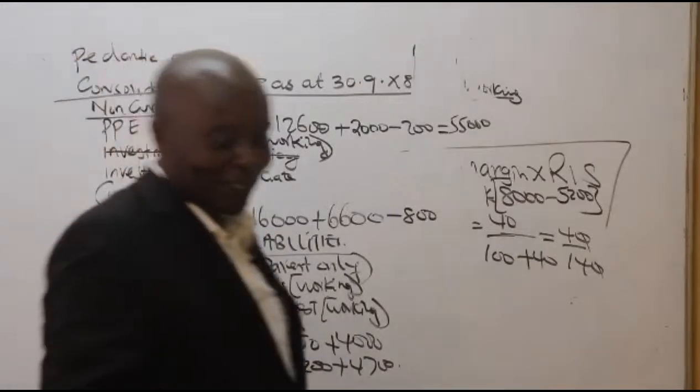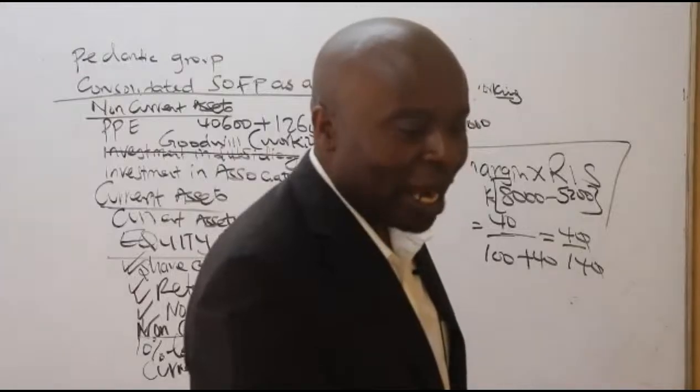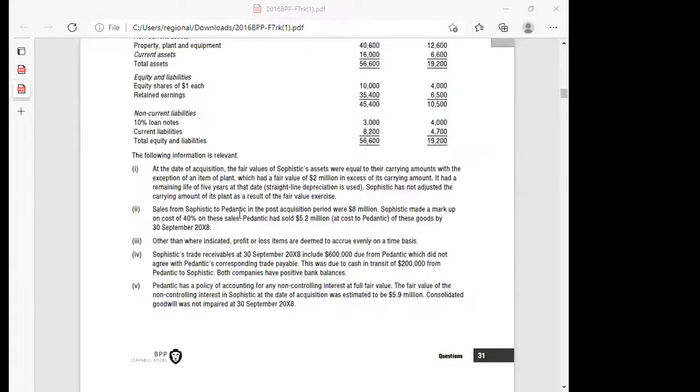Now, ladies and gentlemen, after that, listen to me very well. After that, I know the next thing is about canceling the fake owings. Look at note number 4. That is the last thing here. Note number 4: Sophistic trade receivables as at 30th September include 600,000 due from Pedantic.